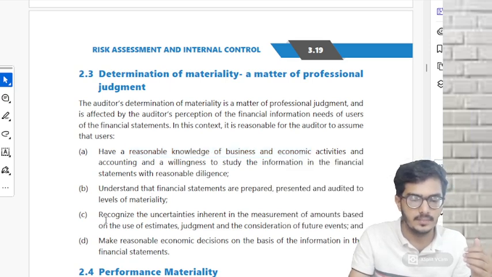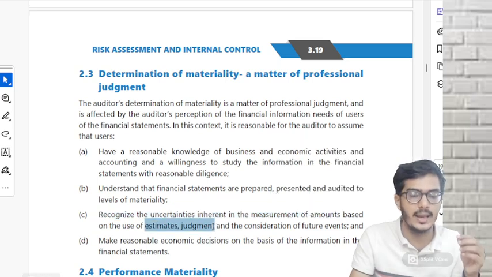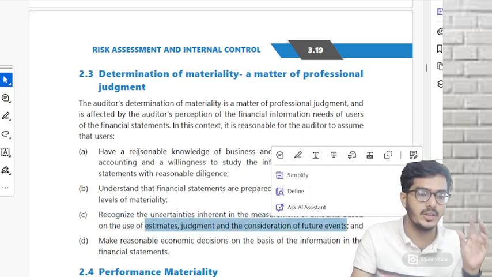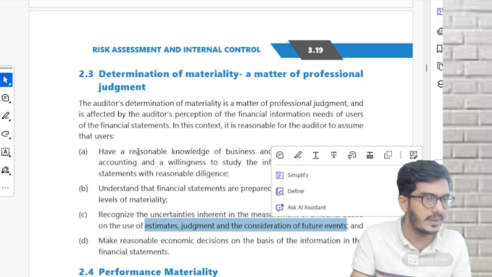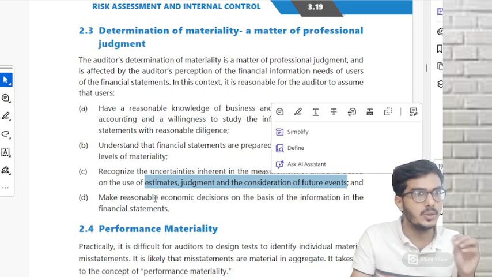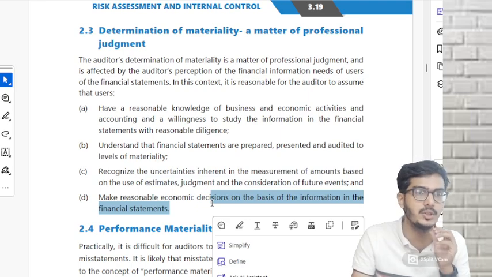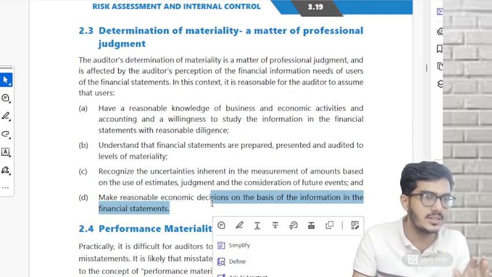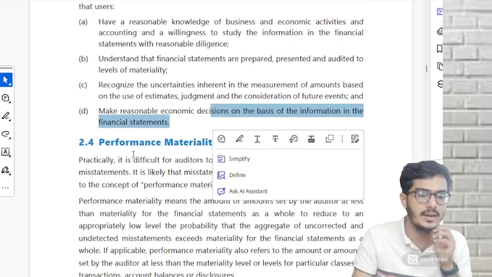Then, recognize the uncertainties inherent in the measurement of amounts based on estimate, judgment, consideration of future events. I'm assuming that you are aware that a few items in the P&L and balance sheet are purely based on judgments, purely based on uncertainties. Everything is not fixed. Take care. And the last one, you as users are going to make a reasonable economic decision based on the information of the FS. Take reasonable decisions. I'm assuming it. You are not looking at financial statements and saying, very nice, invest all my money over here. No. You must take reasonable economic decisions.